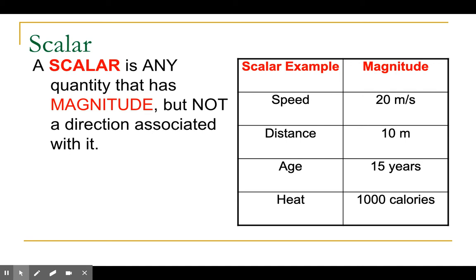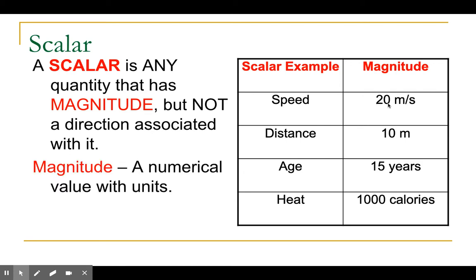An easy way to remember speed as an example is that they both begin with the letter S. An example of speed would be 20 meters per second. Magnitude, which means number, would be the value 20. The units are meters per second. Because there's no direction associated with it, we have deemed it a scalar quantity. So the direction does not affect the measurement.